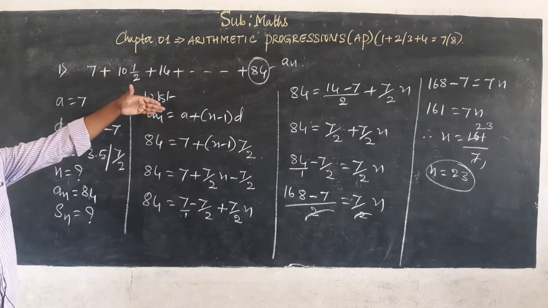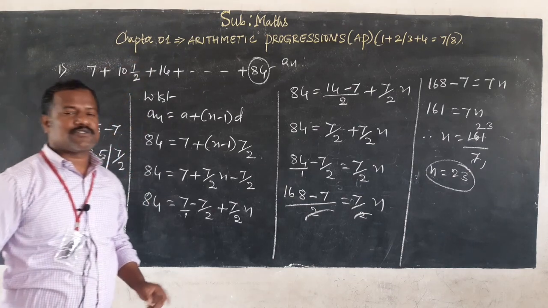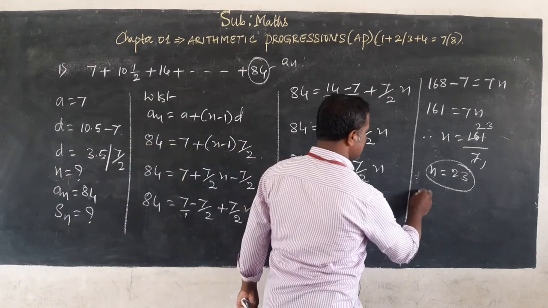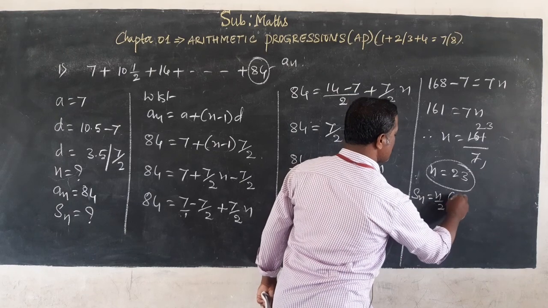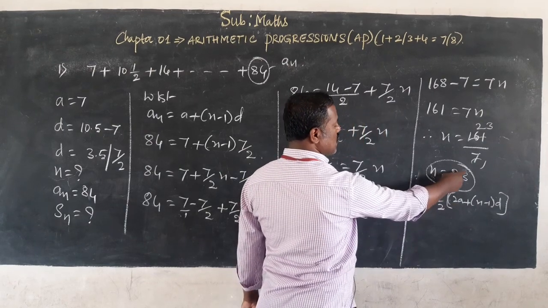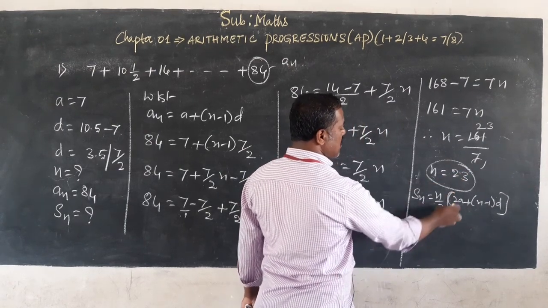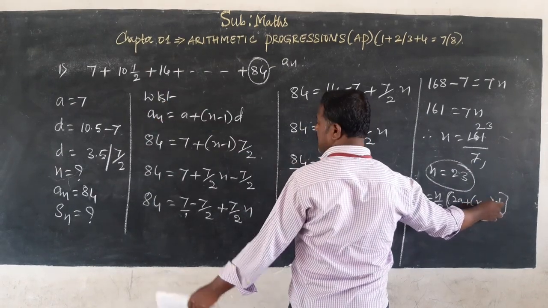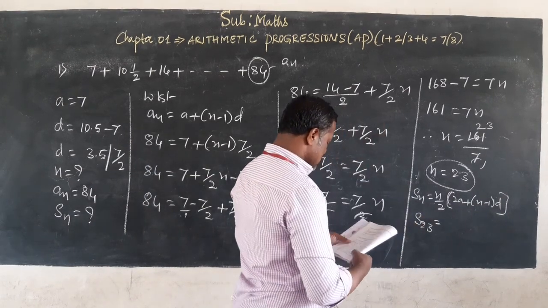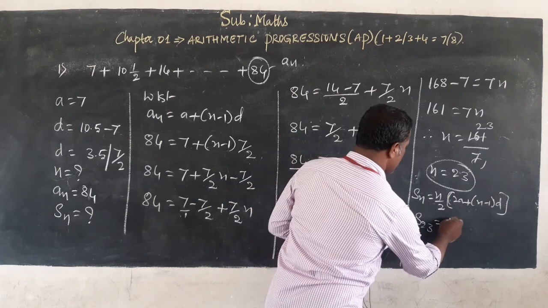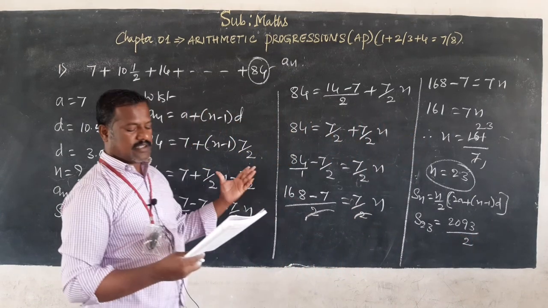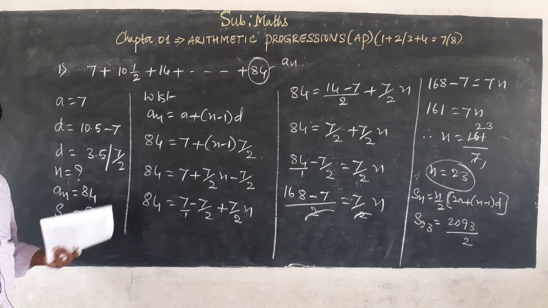Formula Sn is equal to n by 2, open the bracket, 2a plus of n minus 1 into d. Use this formula. Understand, children? The value of n is 23. The value of a is 7. The value of d is 7 by 2 or 3.5. You will get the answer S23, which is equal to 2093 divided by 2. Understand, children? It's a very simple problem. Okay.